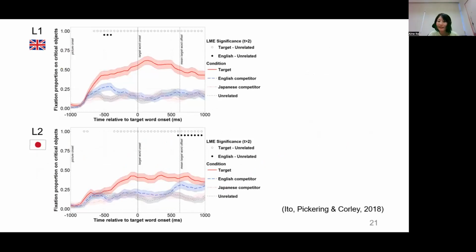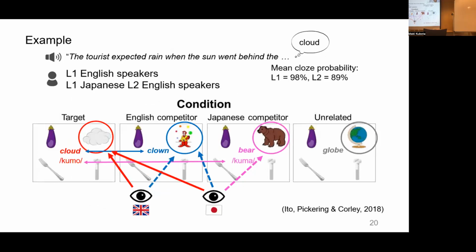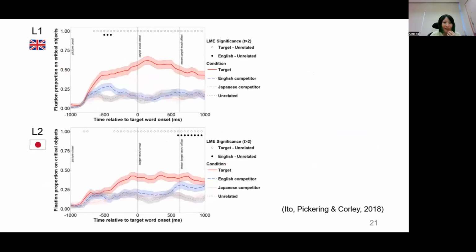Was there a behavioral task in this study? Yes, participants judged whether the sentence mentioned any of the objects depicted. So they had to say yes in the target condition and no in the other conditions. The yes and no responses were about 50-50 overall. Thank you. Okay, so now on to the data.